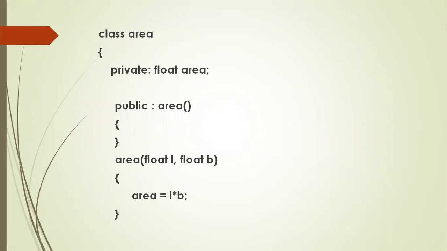We start with a simple example, class area, with a float member called area. Your class has one member data called area of float type and one public constructor, area, without any argument and without any statement. This is an example of a default constructor. Next, you write another constructor, also called area, where you pass two parameters, float L and float B. Using the values of L and B, you calculate the member data area equal to length into breadth. The purpose of that constructor is to find the area of the rectangle.